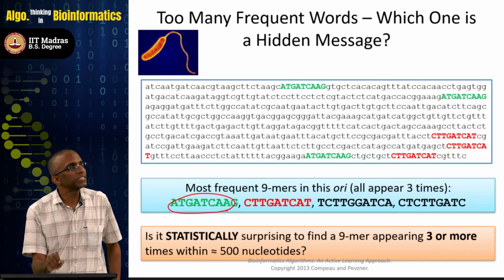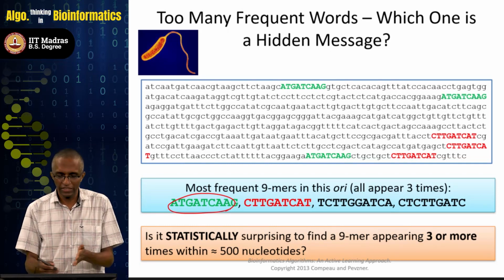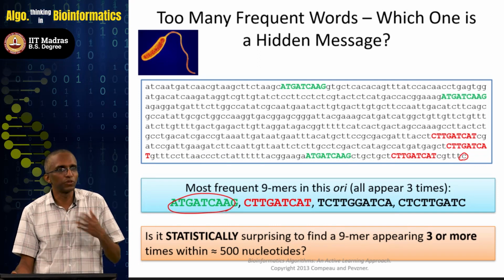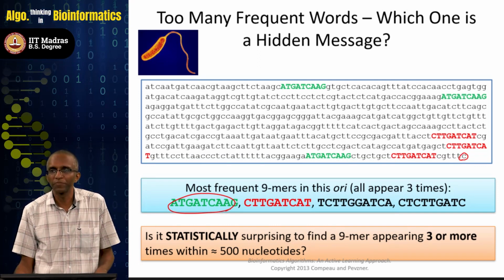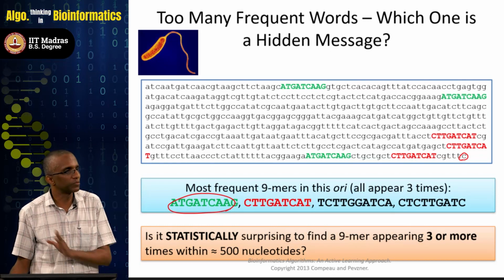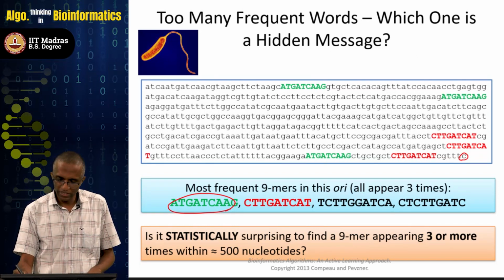If there is no hidden message here at all, you can assume that every position is going to be A, C, G or T with a uniform probability of 1 over 4 each. There are probability foundations that you have done earlier in the program, so I am going to assume a basic understanding of probability going forward. Each of these locations, if it is a random string, is going to be A, C, G or T with probability 1 over 4 each.